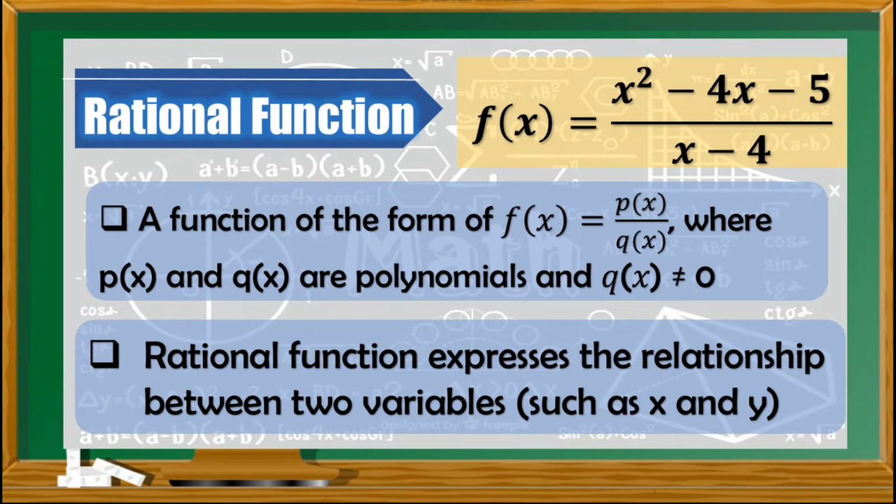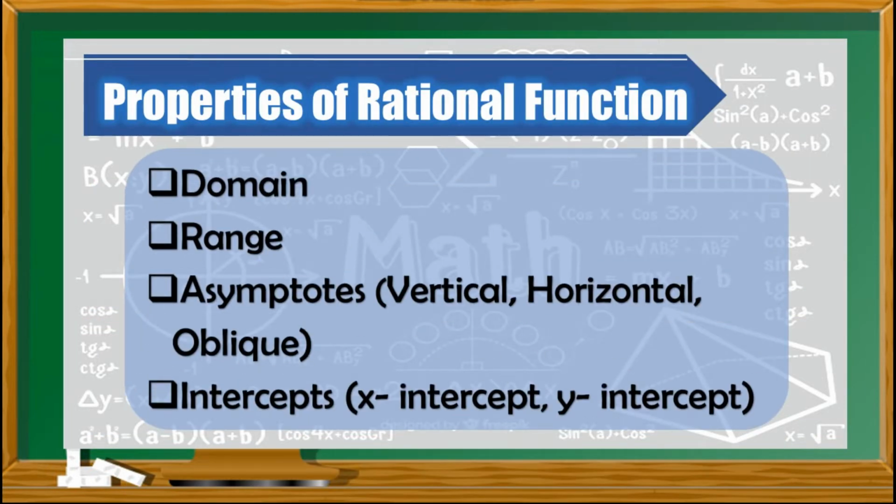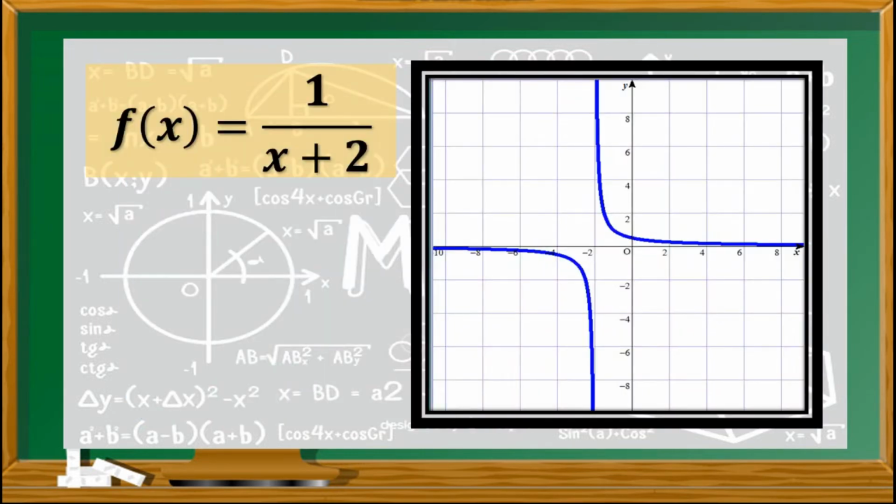Now, let us have the properties of rational function. So we have the domain, range, the asymptotes: vertical, horizontal, and oblique, and intercepts: we have x-intercept and y-intercept. Now, let us discuss each property. Let us use f of x equals 1 over x plus 2 to discuss each property, and we can see on the right side the graph of this function.